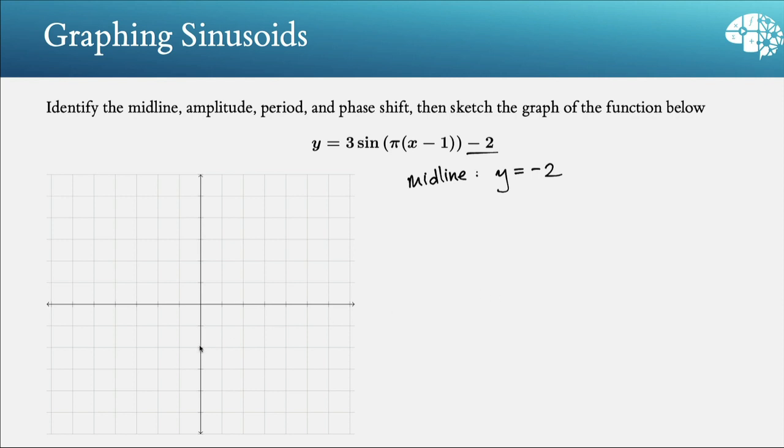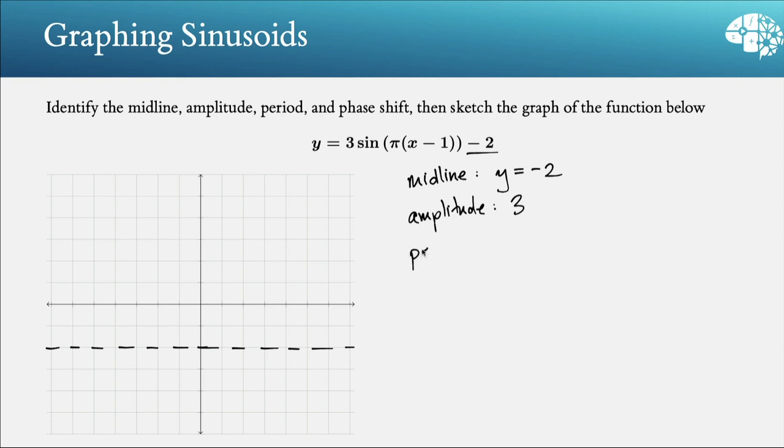I'm going to go ahead and draw that. If I just let each of these values be 1, that would be down to negative 2. And that right there is going to be my midline. You don't have to draw a dashed line or anything for the midline if you don't want to. I just like to see it when I'm drawing. Okay, next is the amplitude. The amplitude is the absolute value of the number in front of the sine function. So that's going to be 3.